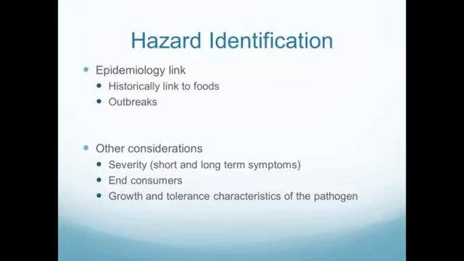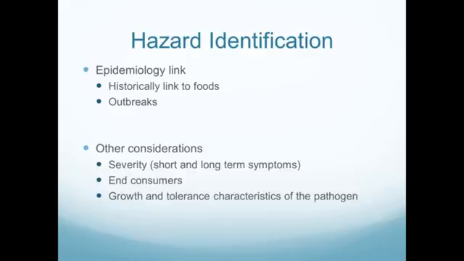So when we're looking for hazards, we look for historical link to food. So listeria in deli meats, eggs and salmonella, beef and E. coli 157. Outbreaks are good for that, but you've got to look at other considerations as well. So for example, we rarely get botulism cases. There's only about 3 or 4 a year, if that. But even though it's not very frequent and we don't get many outbreaks, we know it's very severe.